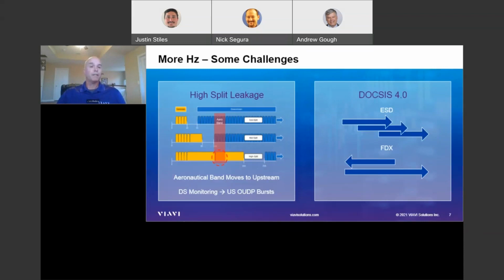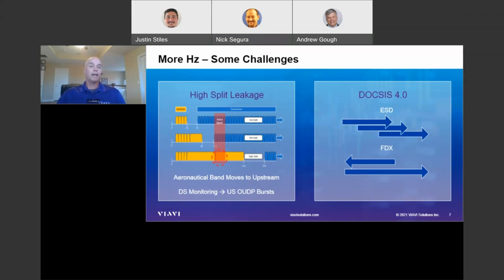In the upstream, it's split changes. Two years ago, that really meant mid-split, moving to an 85 megahertz upstream, but that's not really giving us enough bandwidth in a lot of cases. So the high split, the 204 megahertz, is getting a lot of attention. It's a heavy lift going to high split. You have to go off and touch all of the actives to do this.